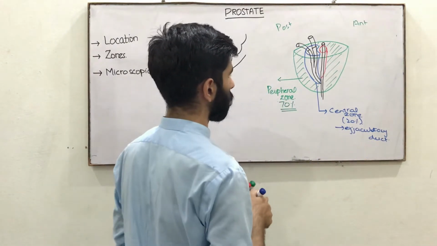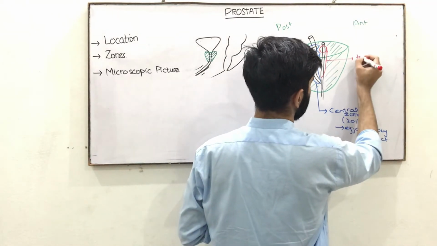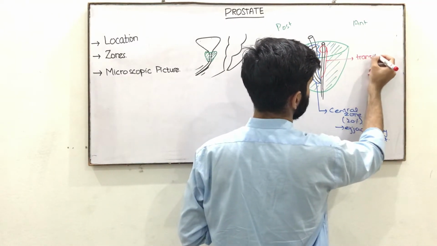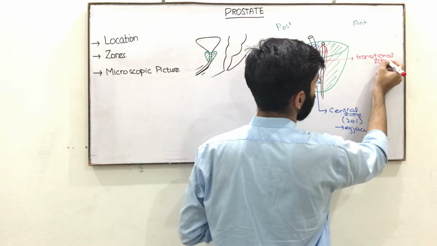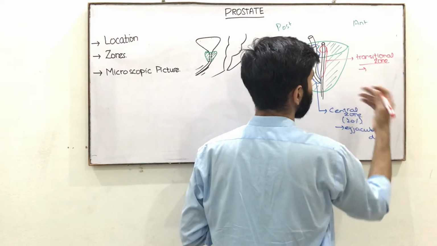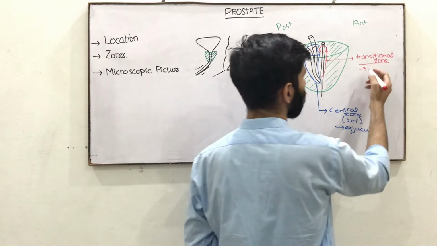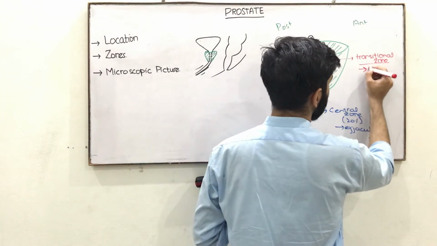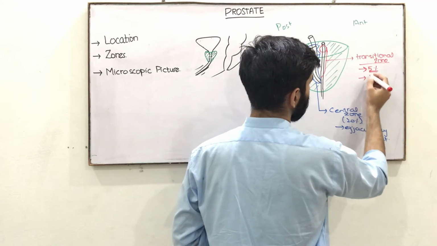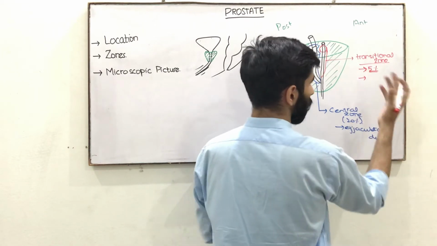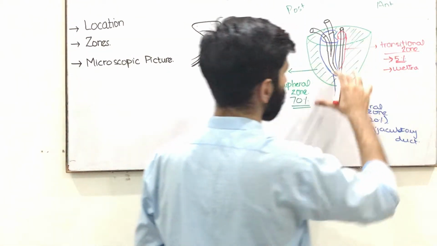And the third one with red is the transitional zone. It is so named as it contains transitional cells which are also present in the bladder. So this is the transitional zone, and it makes about 5% of the glandular tissue of the prostate gland, and it surrounds the urethra, the part of urethra which passes through the prostate gland.